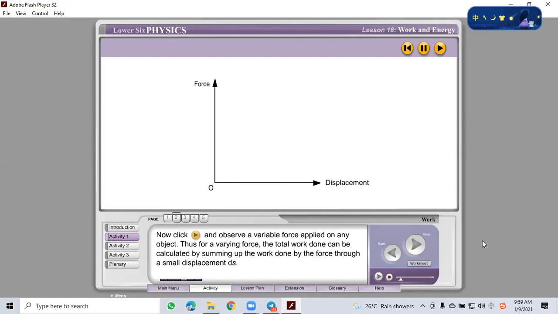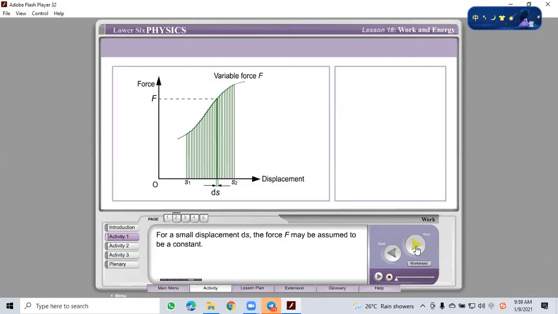Now, click the play button and observe a variable force applied on any object. Thus, for a varying force, the total work done can be calculated by summing up the work done by the force through a small displacement ds. For a small displacement ds, the force F may be assumed to be a constant. Work done for a small displacement ds equals dW, which equals F ds.